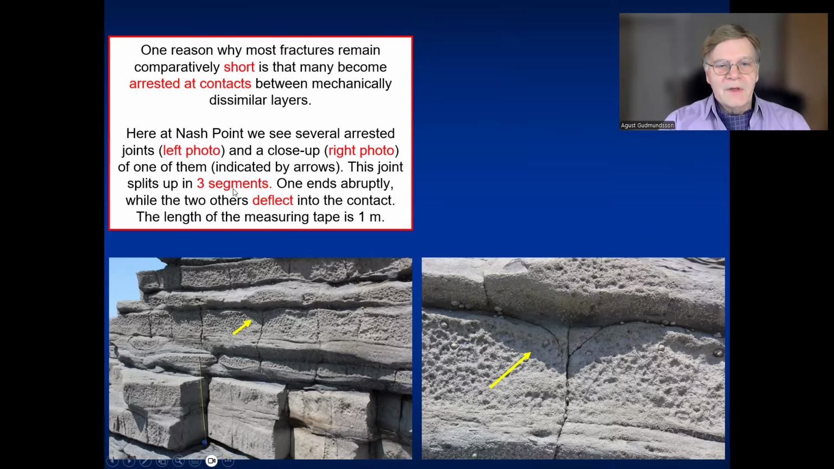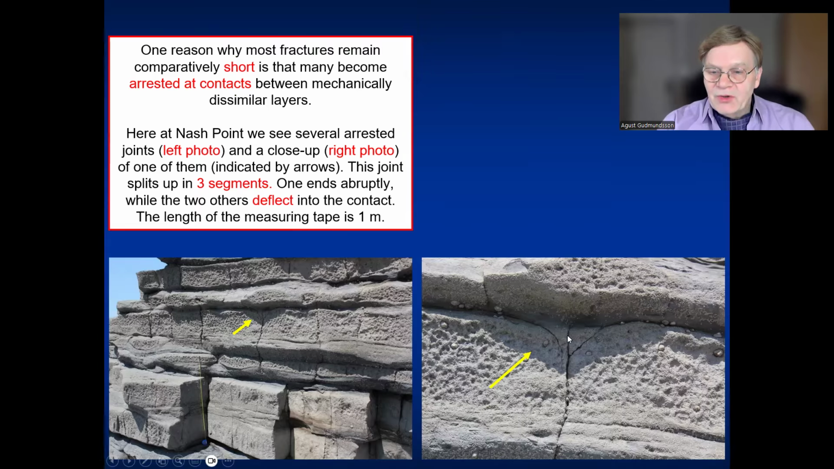And you see here, this is the whole or large part of the layering. And then I have a close-up here. So the arrow here points to the place where I show the close-up on this photo. And you see the joint here coming close to the mudstone, which was probably very, very soft. It's very thin and was very soft at the time.